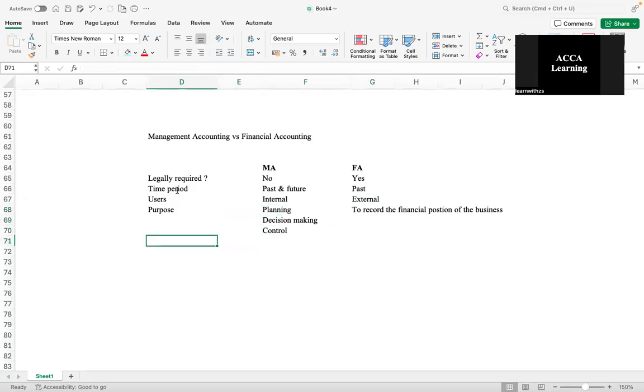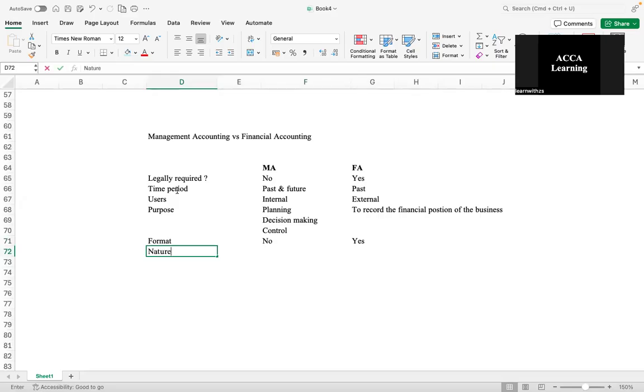Now, format. Does management accounting need to follow some specific format? No, not necessarily. Managers can decide their own presentation that is the most useful for them. Whereas for financial accounting, yes, according to the company law, the accounting standards must be complied with. There is a particular legal format that the government gives you, and you have to follow that. It is a legal requirement, and hence there is a legal format to be followed. You can't do it the way you do management accounting.